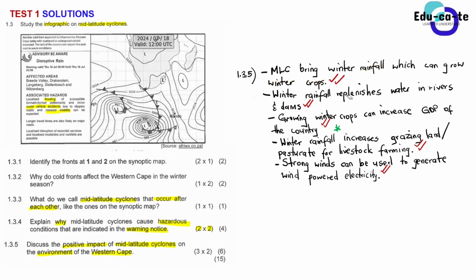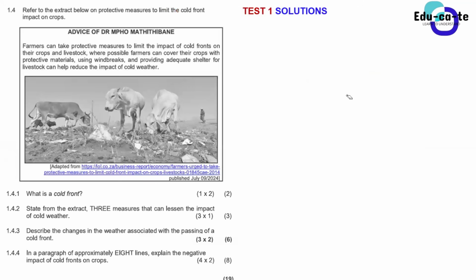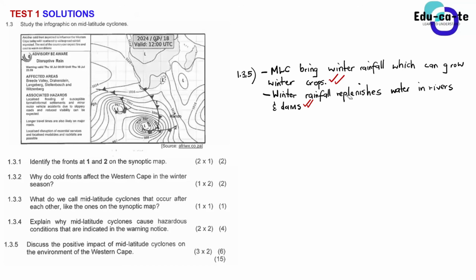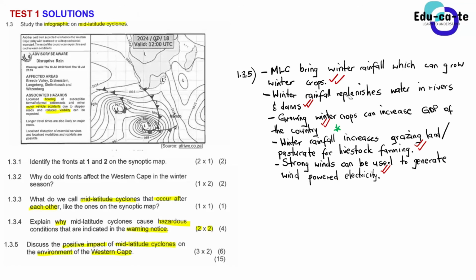Yes. All right. So I have a follow-up question. Is it 1 mark or still 2 marks? Still 2 marks. So for example, when you say that a mid-latitude cyclone brings winter rainfall which can grow winter crops, that's 1 point for 2 marks. And if you make a follow-up and say that growing winter crops can increase the GDP of the country, that's another separate 2 marks. That's why you're supposed to make them 2 different points. Don't say the mid-latitude cyclone brings winter rainfall which can grow winter crops and winter crops will increase GDP. No, don't mix them into 1 point, because you will lose 2 marks there.